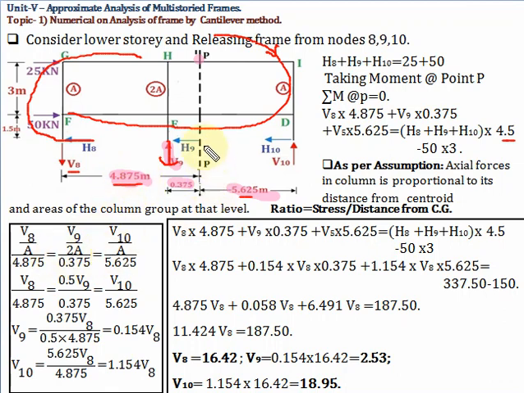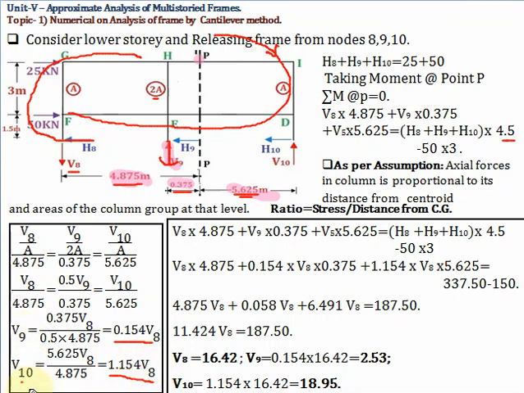V8 upon area of first column, which is A, upon the distance x1 bar, 4.875, equal to V9 upon area of second column, which is 2A, upon the CG distance x2 bar, 0.375, equal to the force in the third column, which is V10, upon the area, and the distance from the CG, 5.625. Now we'll find the values of V9 and V10 in terms of V8. So V9 is equal to 0.154 V8 and V10 is equal to 1.154 V8.